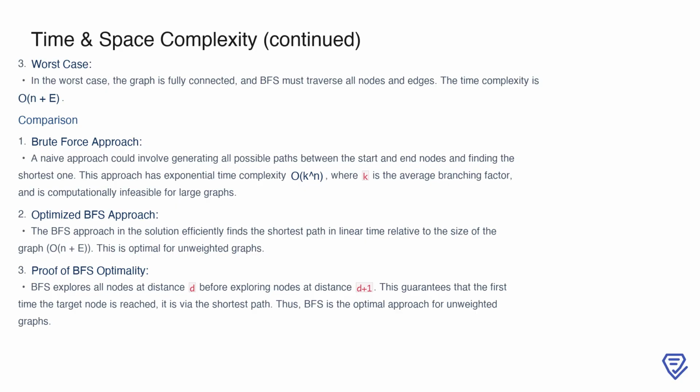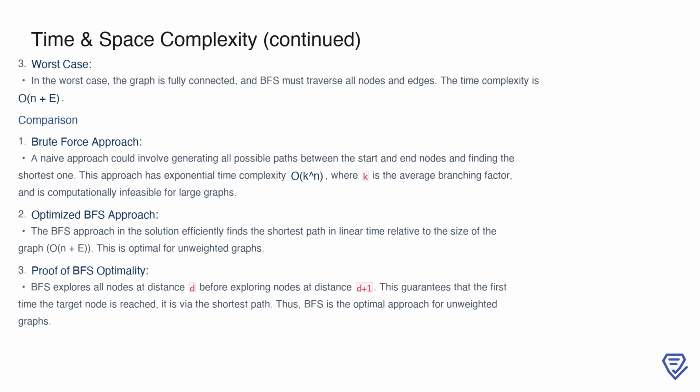To put this into perspective, we compare the BFS approach to a brute force method. A naive approach might involve generating all possible paths between the start and end nodes, then selecting the shortest one. However, this would result in an exponential time complexity of k to the power of N, where k is the average branching factor.